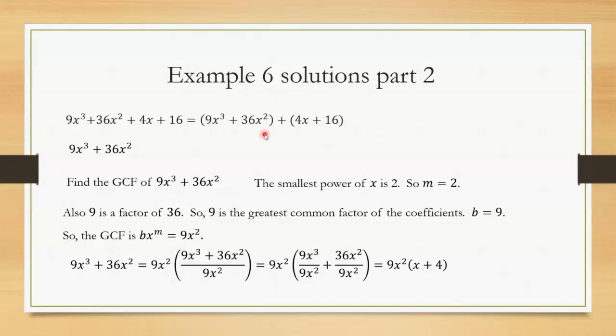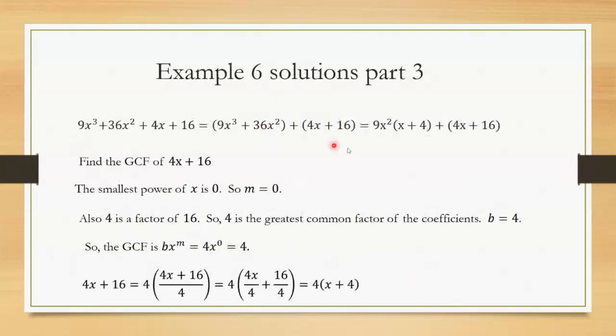Now that's for the first group. So we're going to substitute that. For the second group, we do the same thing, for 4x plus 16, right? Well, there's a non-zero constant term, so the smallest exponent of x is 0, or power of x is 0.